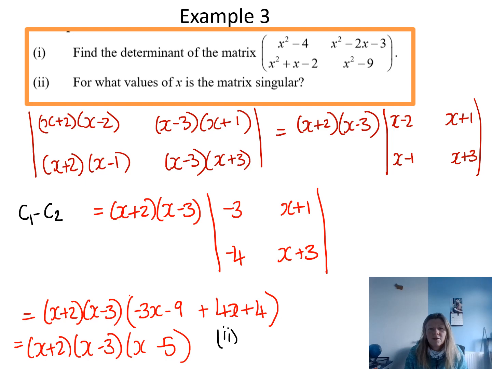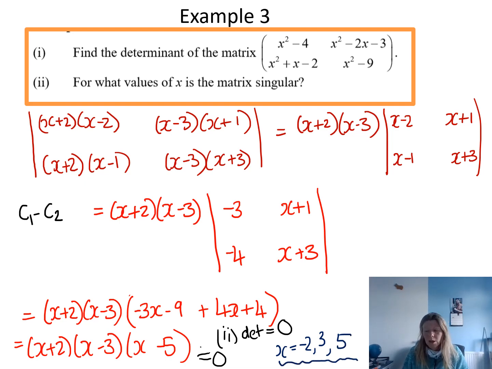For what makes the matrix singular? Well, singular means the determinant is 0. And if it's 0, then remember it doesn't have an inverse. So if you make all that equal to 0, then what values of x can make that equal to 0? We should know that then x would have to equal either -2, 3, or 5. And then we've answered it.